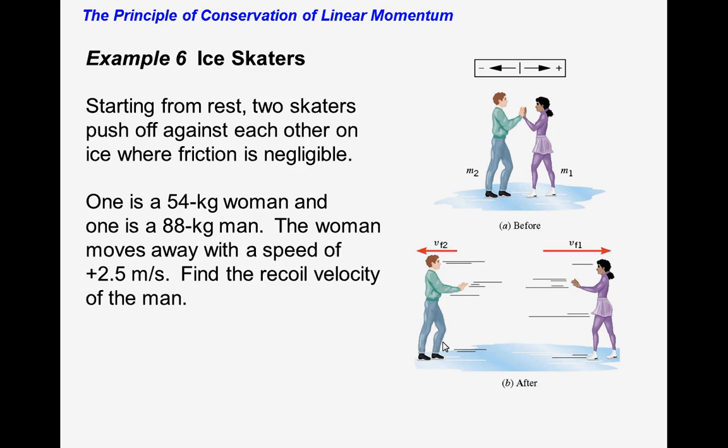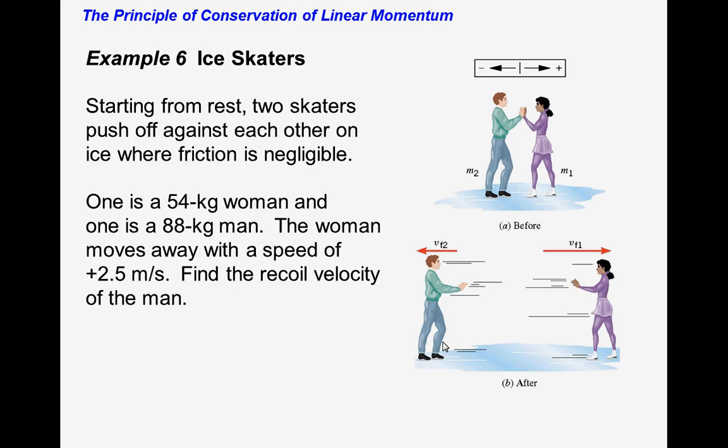So m1 times v1 initial plus m2 times v2 initial equals m1 times v1 final plus m2 times v2 final. You'll see that on any of our equation sheets. That's our classic way of describing the situation. Well, before the situation, m1 and m2 both have a velocity of 0. So the total momentum of the system before this event is 0. The final momentum of the system also has to be 0.